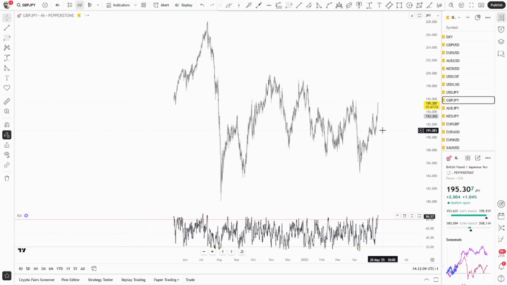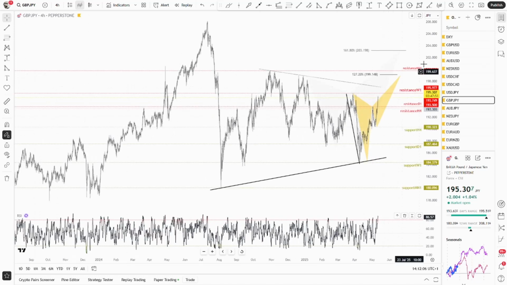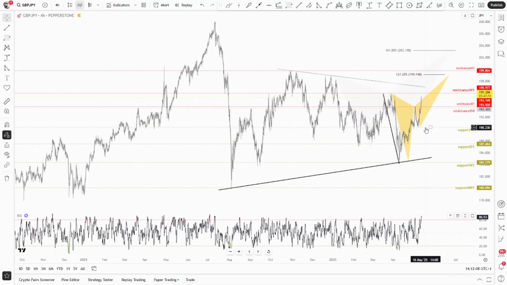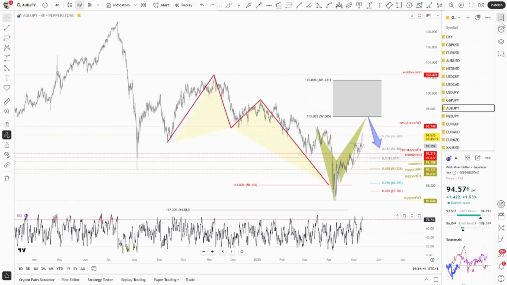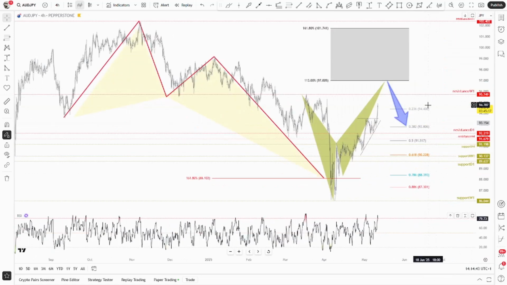The pound. Exactly, the pound versus the Japanese yen, also we're still struggling to break above this weekly fractal resistance level at 195.97. If that happens, I will pay attention to the bearish butterfly pattern, which lies below the monthly fractal resistance level. Aussie versus the Japanese yen, bearish alt-bat pattern projected at 97, right above the weekly fractal resistance.